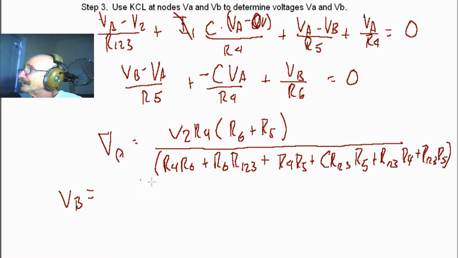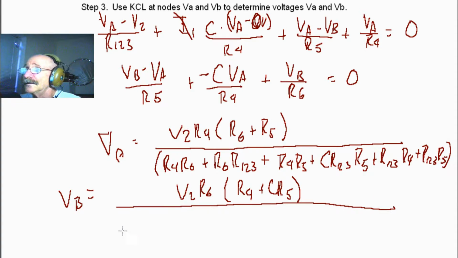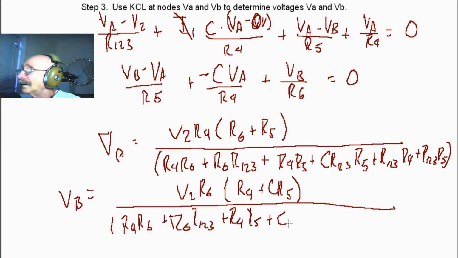VB is equal to this. V2 R6 times R4 plus C R5 divided by, these are both long, R4 R6 plus R6 R123 plus R4 R5 plus C R123 R4 plus R123 R5. Okay, so those are solutions for VA and VB.